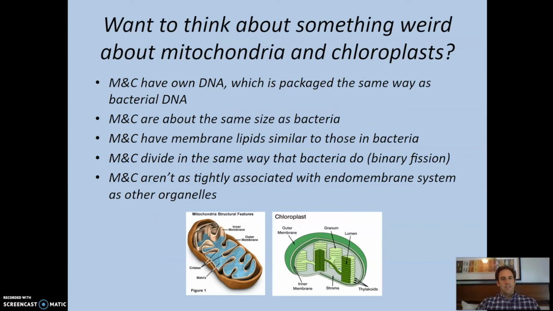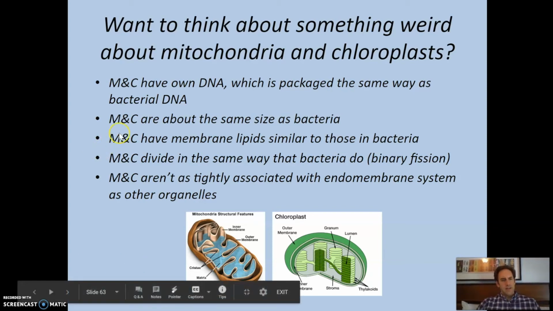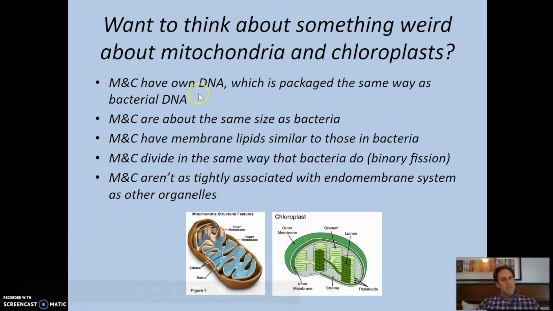Final thing about cells. Here's kind of a weird, interesting little fun fact. Mitochondria and chloroplasts have some very interesting features. It turns out they have their own DNA. And that DNA is circular in shape, which is exactly how bacterial DNA is arranged. Mitochondria and chloroplasts are actually about the same size as bacteria. They have membrane lipids similar to the membrane lipids found in bacterial cell membranes.